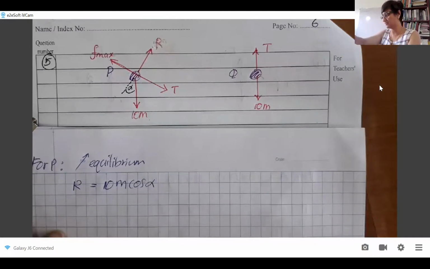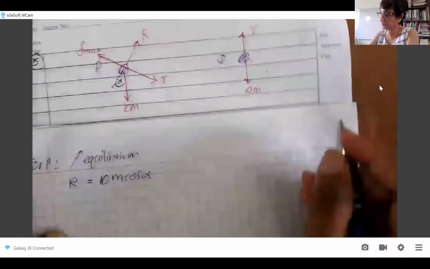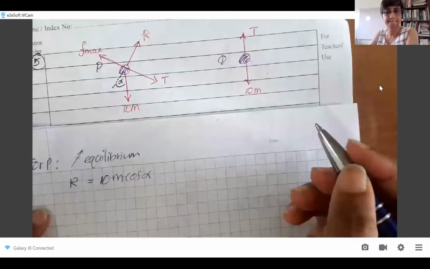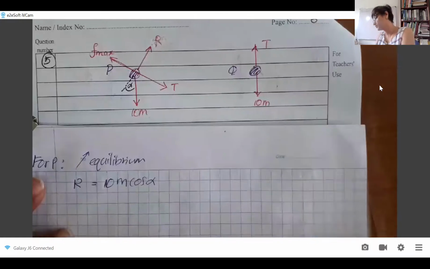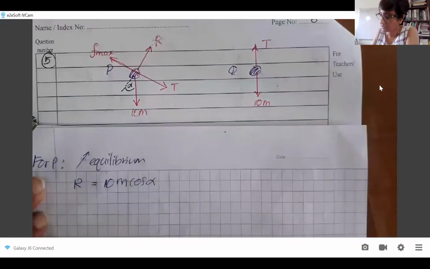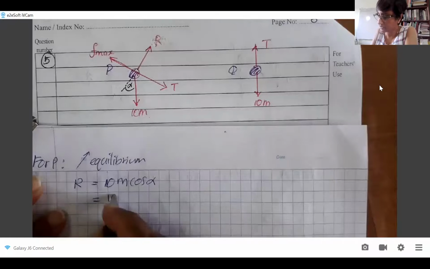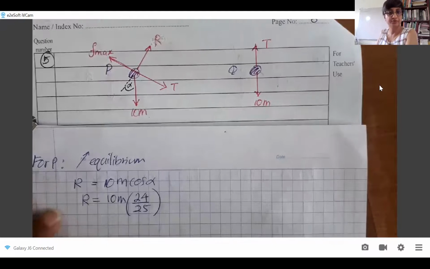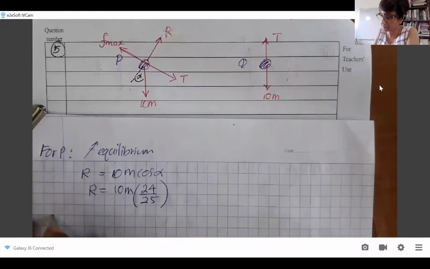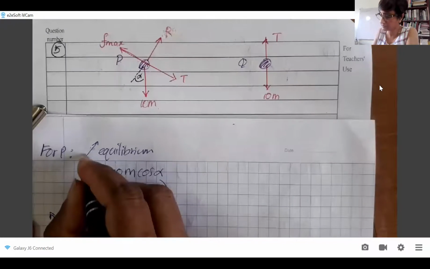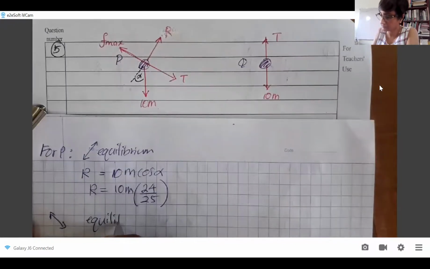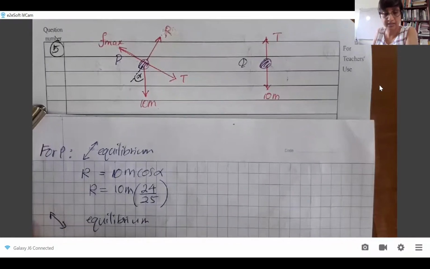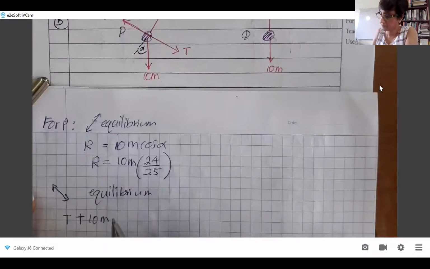Tan alpha is 7 over 20. I did that and I got cos alpha as 24 over 25. That's correct. So that is 10m times 24 over 25. So that's R. Then if you apply equilibrium in this way, you get T plus 10m sine alpha is equal to F max.